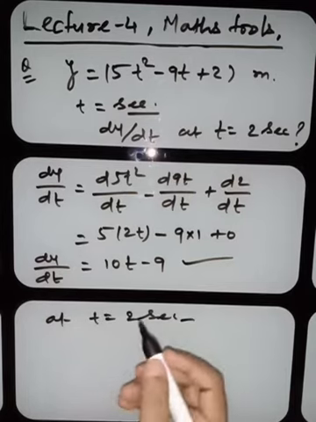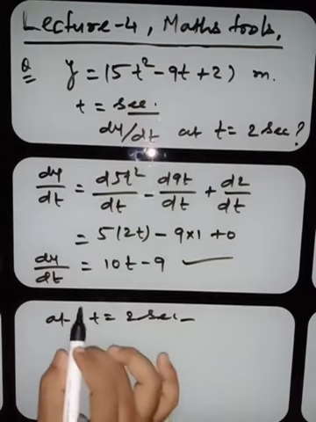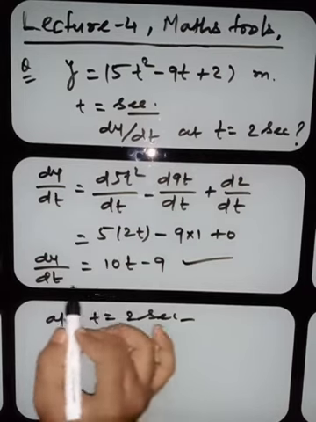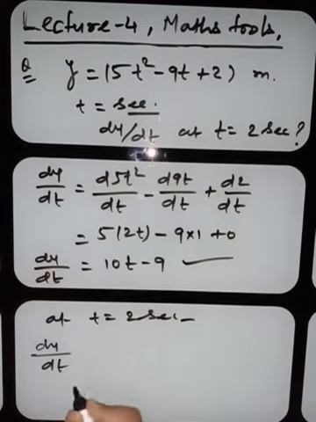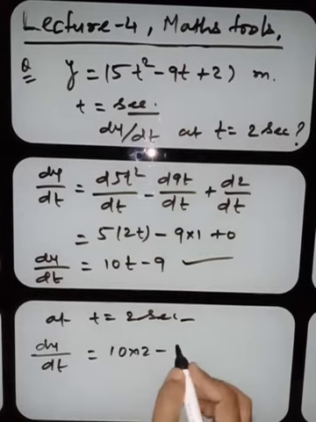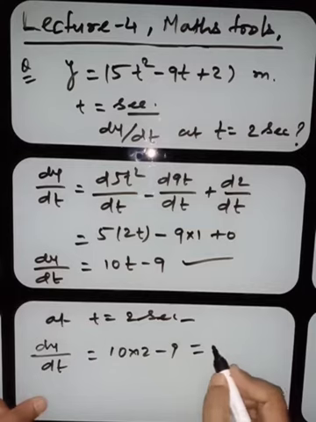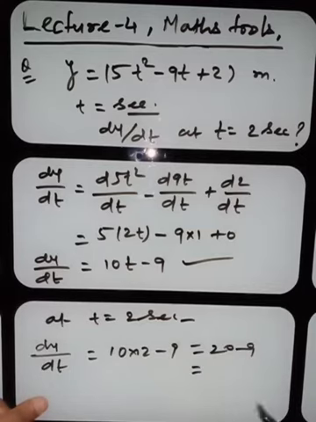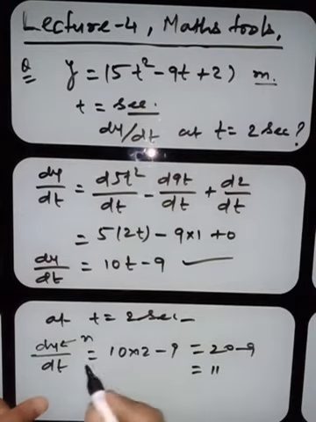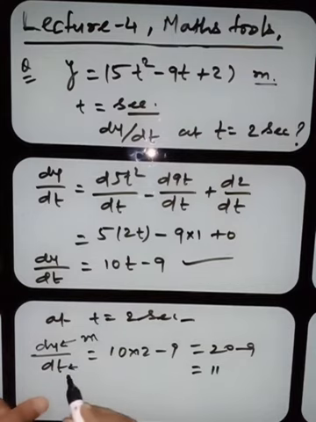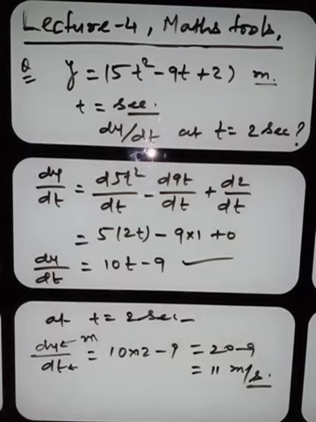Then it is very simple, right? Just put the value of t. If any function is in terms of t, in dy by dt, then you have to put the value of t here. So dy by dt at 2 seconds will be 10 into 2 minus 9. All right, so it is 20 minus 9, so 11. If y is in meters and time is in seconds, what will be the unit? Actually it is meter per second. Of course you can see it is the velocity. Again I'm telling you, don't get confused with this. We will study it in detail, but this is the way you have to solve it.